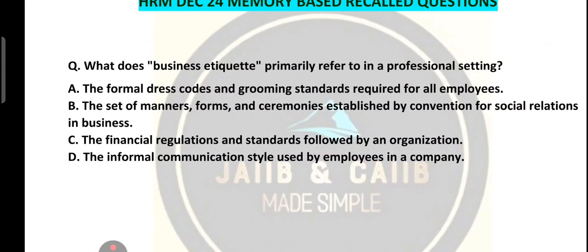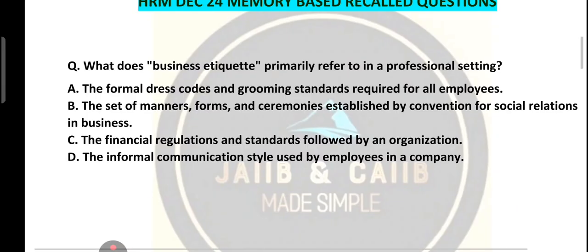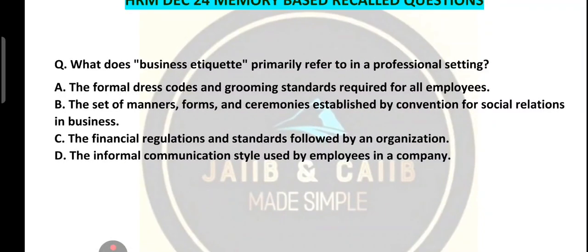What does business etiquette primarily refer to? Option A, the formal dress code. Option B, the set of manners, forms and ceremonies. Option C, the financial regulation and standards. Option D, the informal communication. Let's see option A, the formal dress code. Not quite, because while appearance is a part of professional behavior, business etiquette is much more than how you dress. It's all about how you behave.